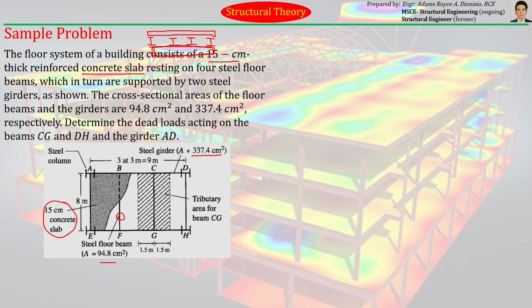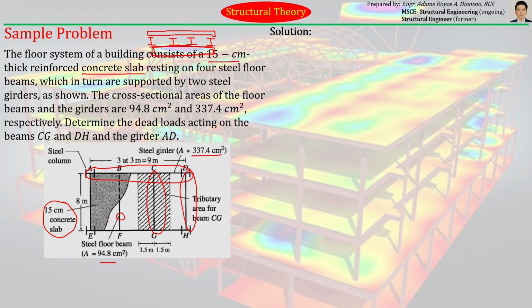The question asks for the dead loads acting on the beam CG. So this is the beam CG. And DH, this is beam DH, as well as the load or the dead load acting on girder AD. This is girder AD. So yan yung mga concern natin for this particular problem.